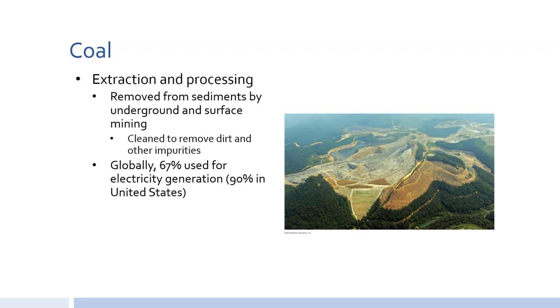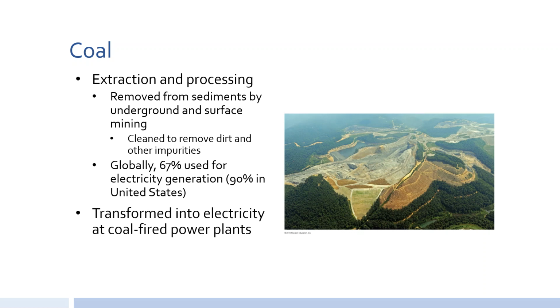Particularly in Appalachia in the United States, they have had a lot of environmental degradation due to mountaintop removal. Globally, coal is used for about 67% of electricity generation. It's much higher in the United States. It's about 90%, although that's starting to change. And it's transformed into electricity at coal-fired power plants.